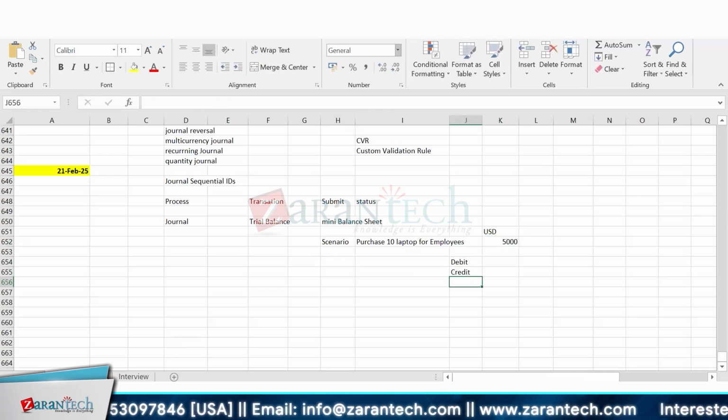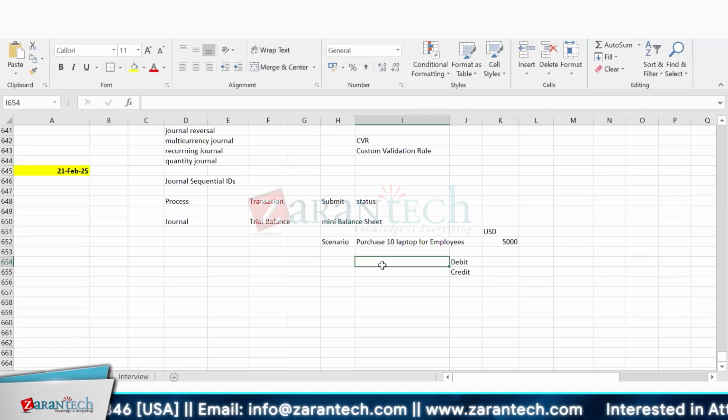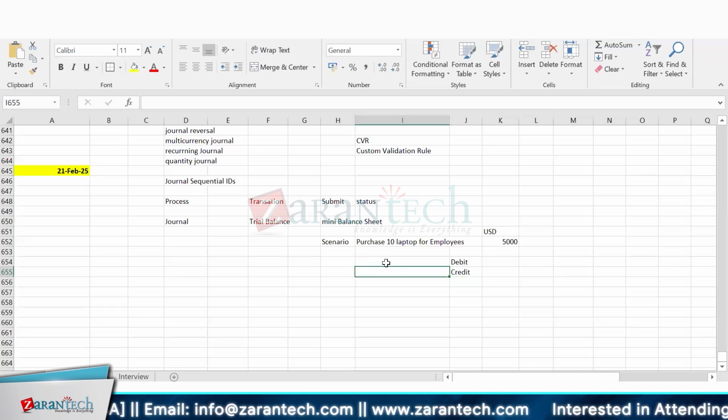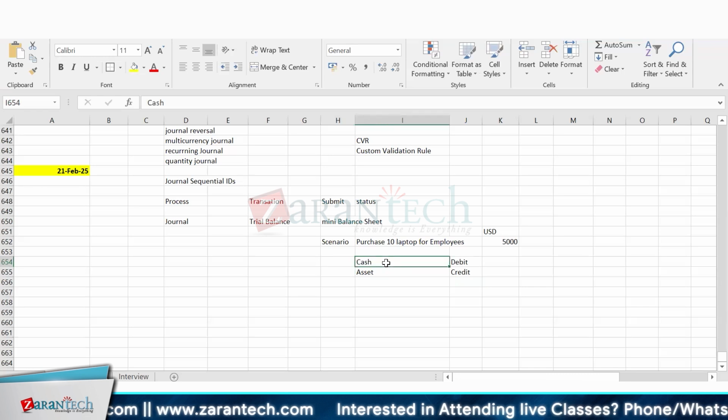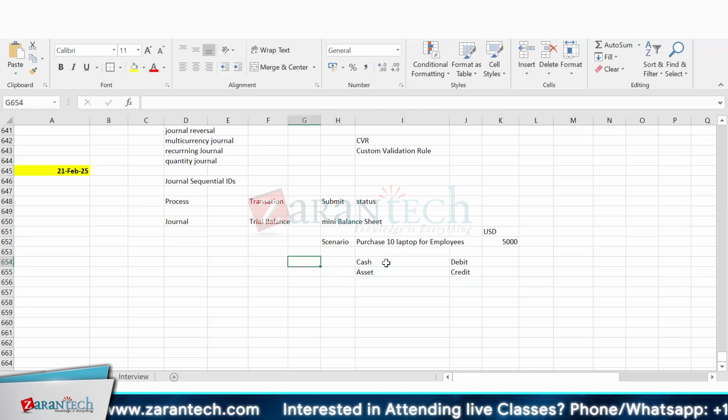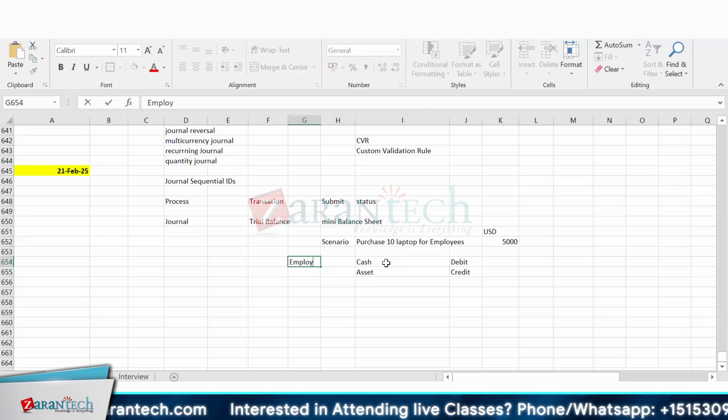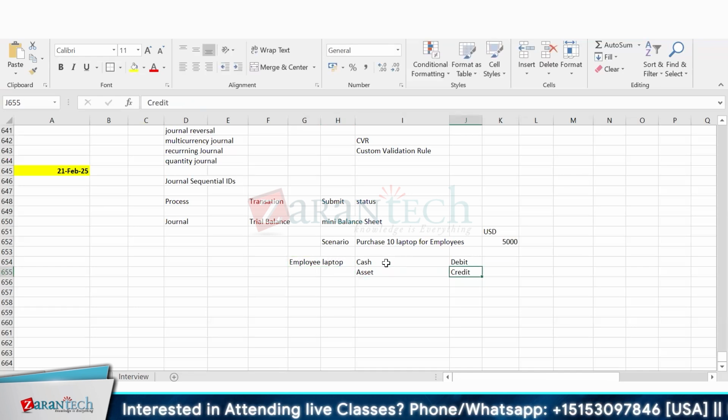Anyone? I think I'm audible. Employee laptop debit and credit say 5,000. Anyone else? Debit is cash, and then credit is maybe asset. Okay. One said that debit is cash, credit is asset, and another said employee laptop debit, and credit cash 5,000.